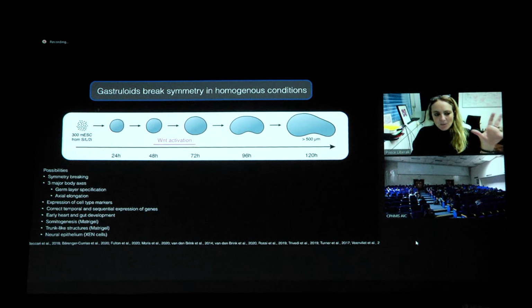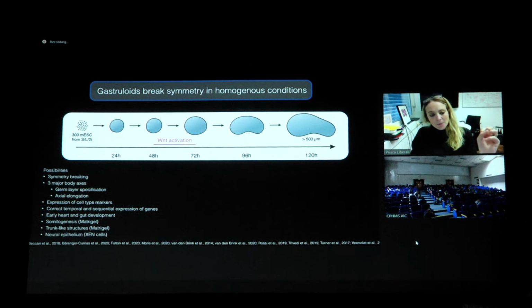But what is this system doing? This is recapitulating early embryonic development. There is the symmetry breaking. There is the formation of the three major body axes. There's germ layer specification and gastrulation. We have the expression of multiple cell type markers, also very late. There's a correct temporal and sequential expression of the genes, so they're not only expressed in the right place, but especially at the right time over the formation of the gastruloid. They can recapitulate heart and gut development. And if re-embedded later on in Matrigel, they also have somites and trunk-like structures. And to form this gastruloid, we start from 300 mouse ES cells.